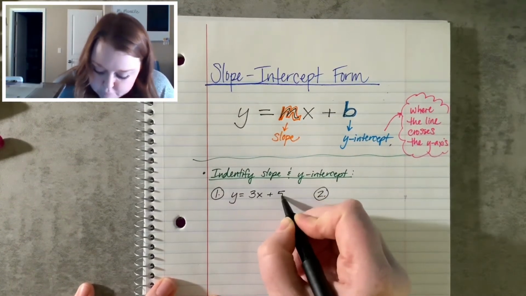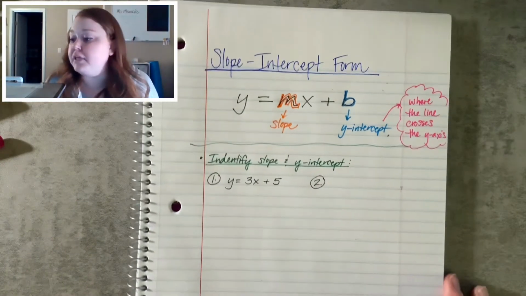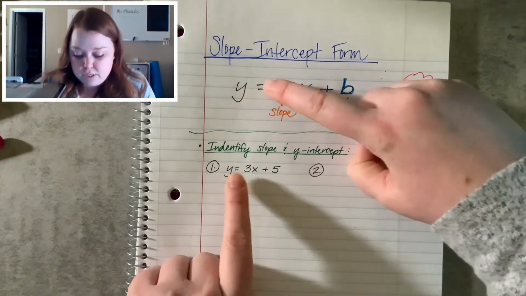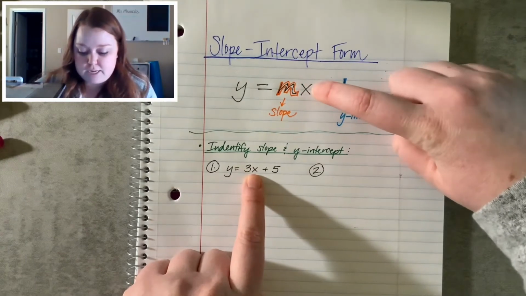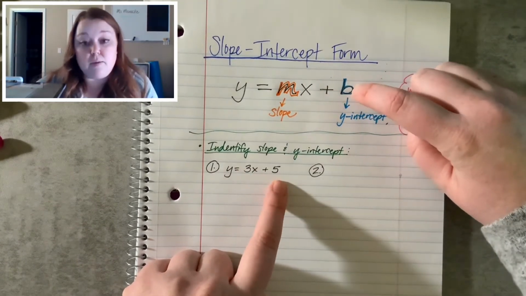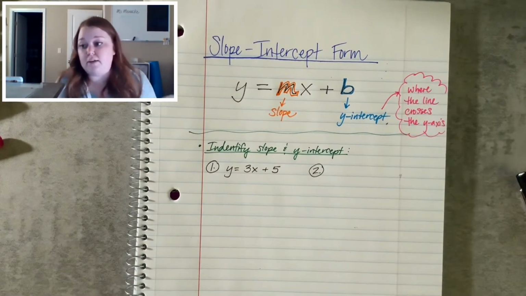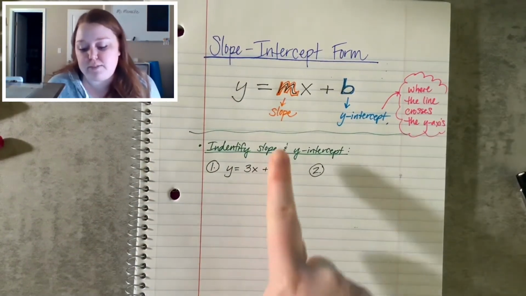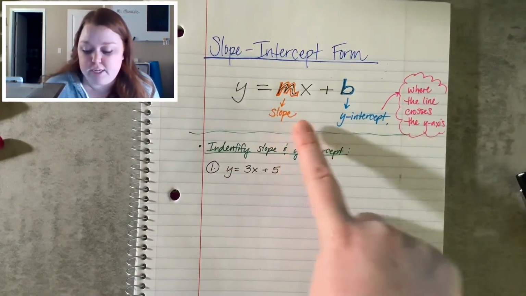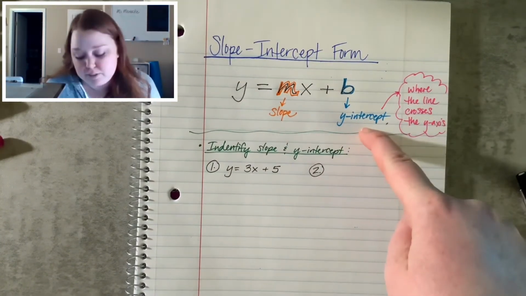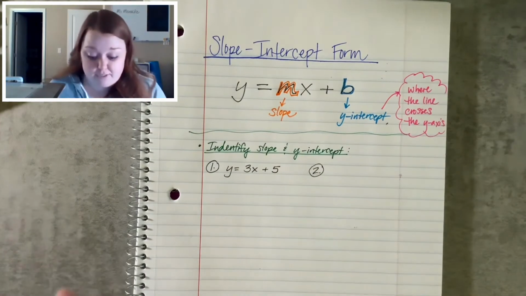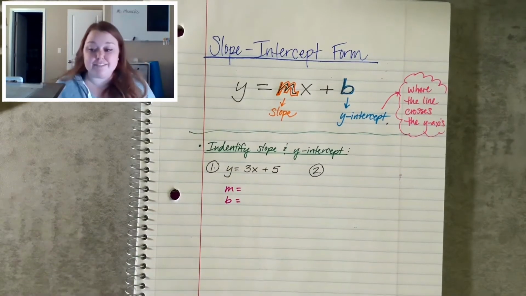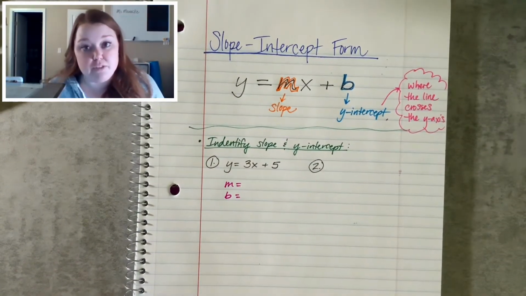So here's number one: y equals 3x plus 5. It's a very typical linear equation. Is it in slope-intercept form? Well, let's check. We have a y value equal to some number attached to x plus some number. Yeah, it's in slope-intercept form. The reason it's called slope-intercept form is because it gives you the slope and it gives you the y-intercept. So all I want you to do here is tell me what the slope is and what the y-intercept is. Identify your m value and your b value.